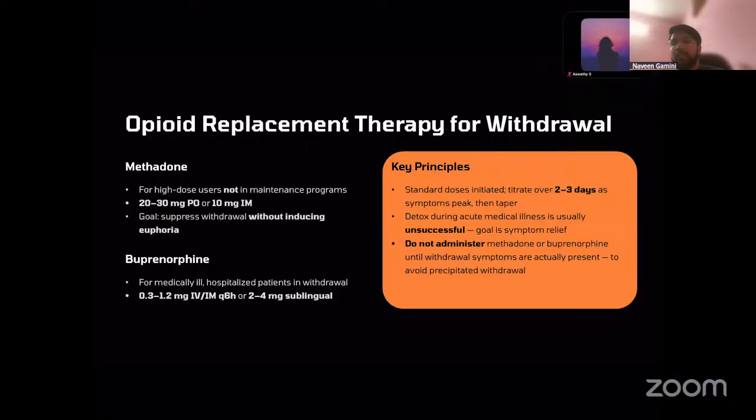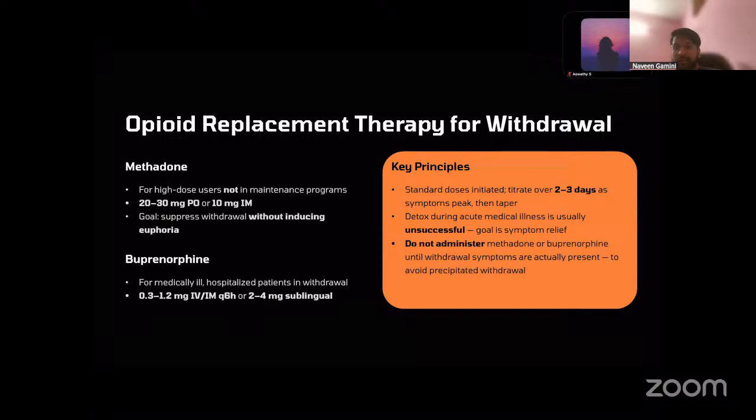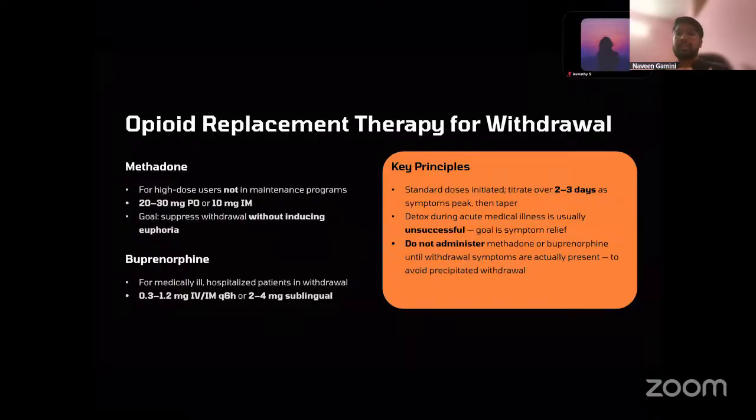Also an important point: never administer methadone or buprenorphine until withdrawal symptoms are present. We should not use it in advance just to reduce the withdrawal symptoms. We should always wait for the symptoms and then only start, because if we give it without withdrawal symptoms, we can precipitate withdrawal with the help of this opioid replacement therapy.